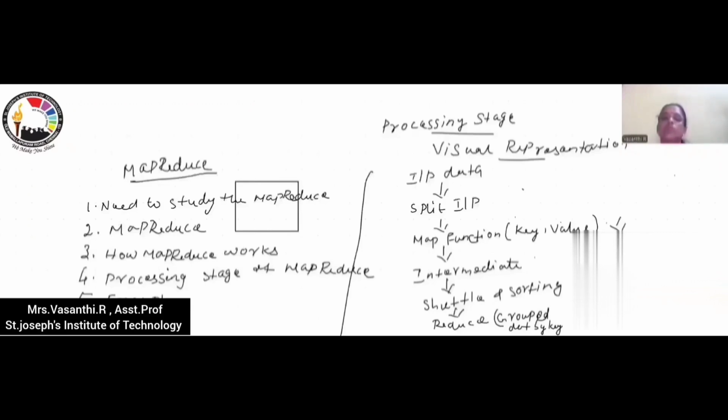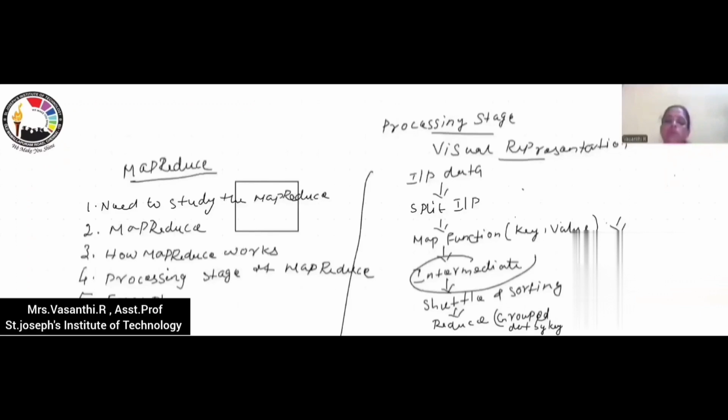This is the visual representation of the MapReduce workflow. First, we have the input data. The input data is split into a number of blocks. Next, the split input data enters into the map function. Each block is processed in parallel. The map function generates the key, value pair, which is called the intermediate key, value pair. This is a very important term.